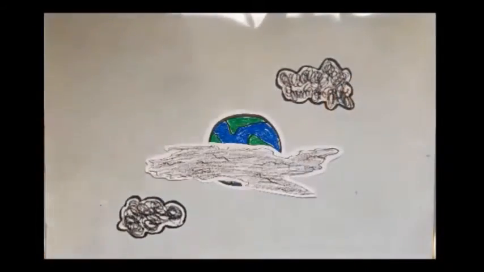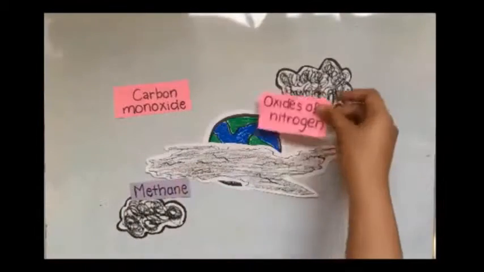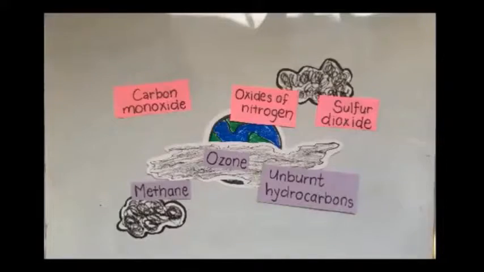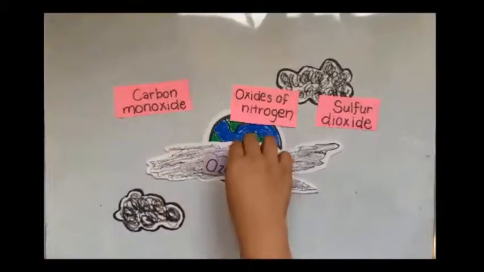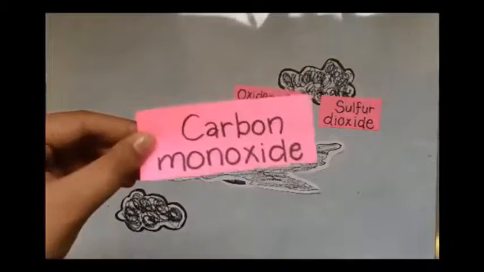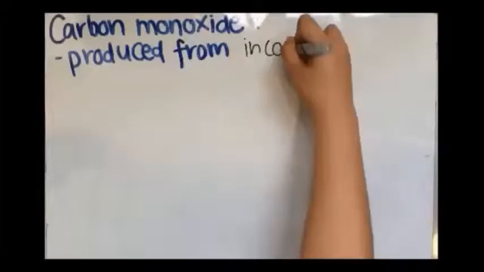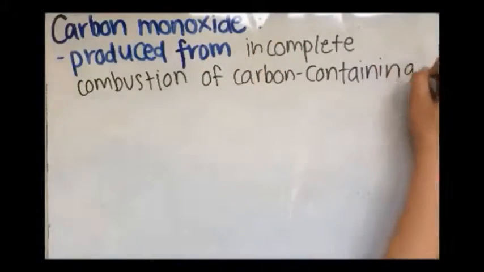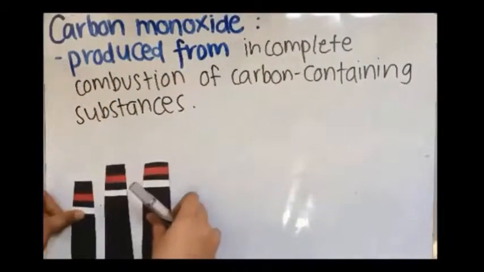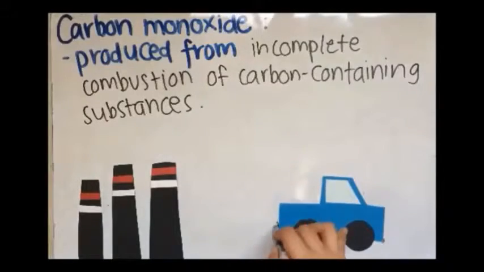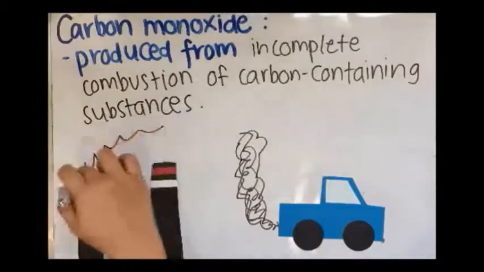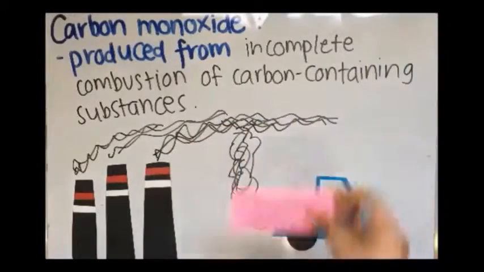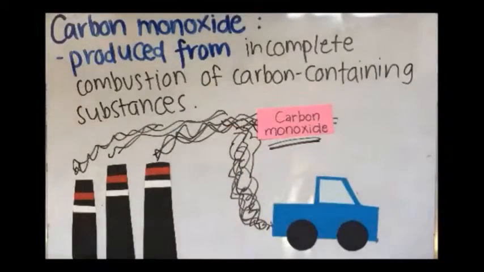They are carbon monoxide, methane, oxides of nitrogen, ozone, sulfur dioxide, and unburned hydrocarbon. For this video, we are only going to focus on these three pollutants starting from carbon monoxide. Carbon monoxide is produced from incomplete combustion of carbon-containing substances. Other sources include the burning of fossil fuels in industries, chemical and oil refineries. It is also produced from the internal combustion of petrol in car engines.